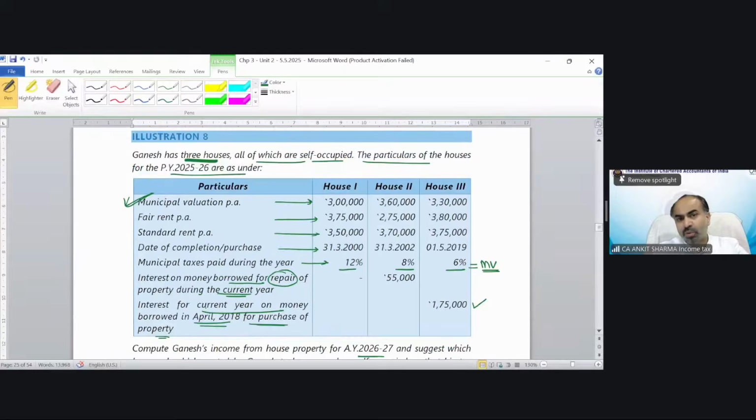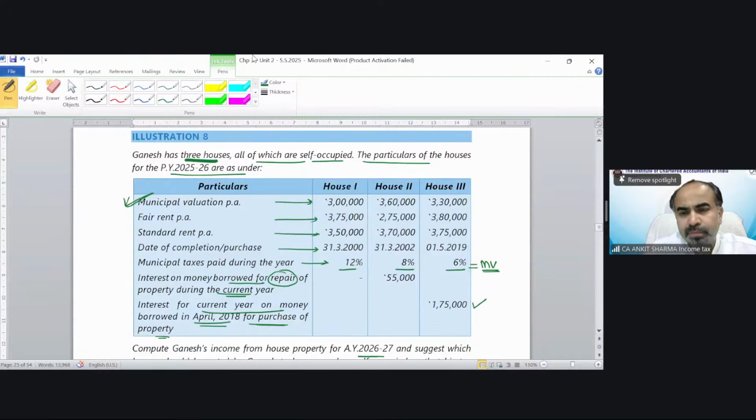Now, in this question it is not mentioned whether you need to solve under the default tax regime or the optional tax regime. So we have to solve it via both. Because there is a difference: under the default tax regime, the properties that fall in the category of self-occupied, A or B case, get no interest deduction. So we have to solve this question via both cases.